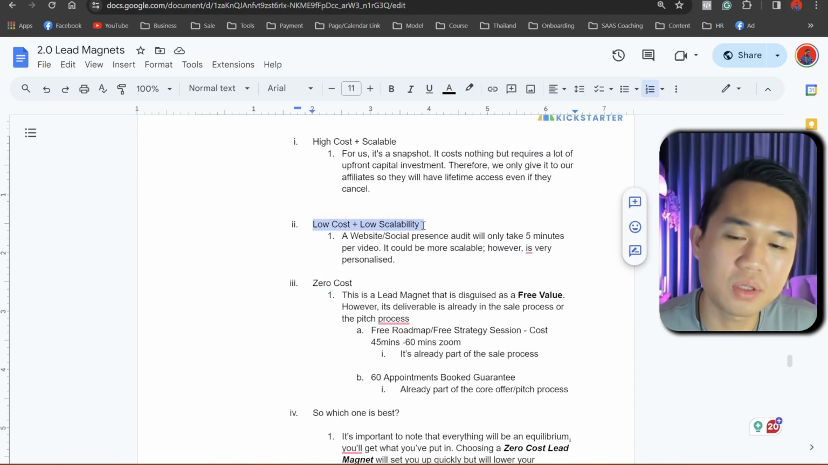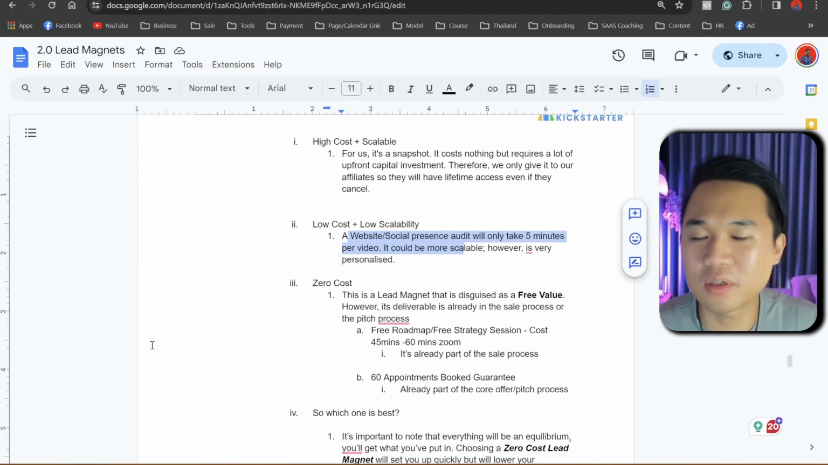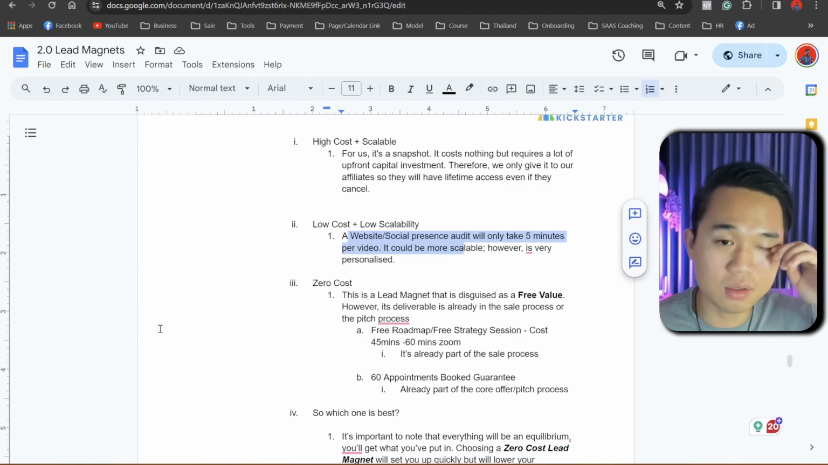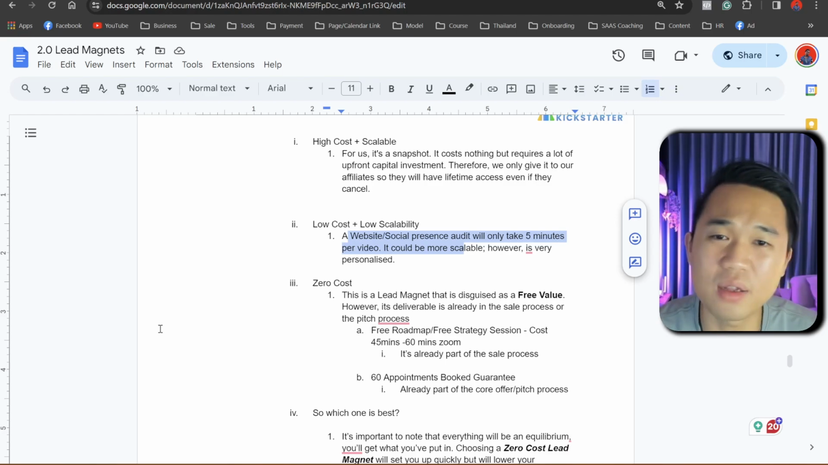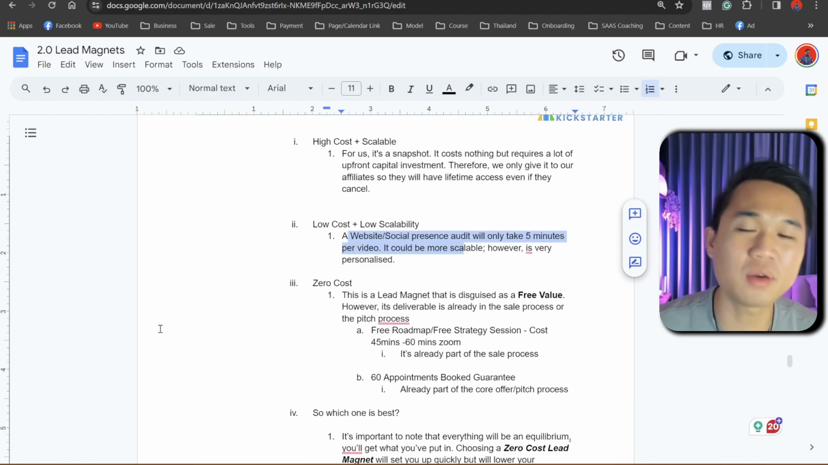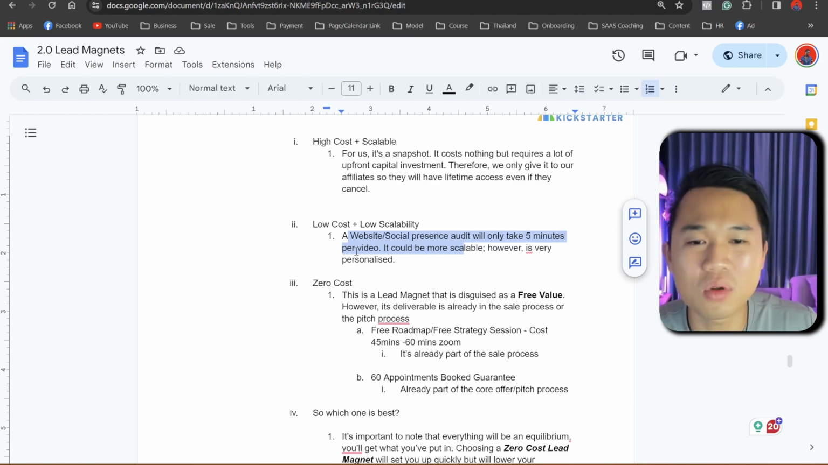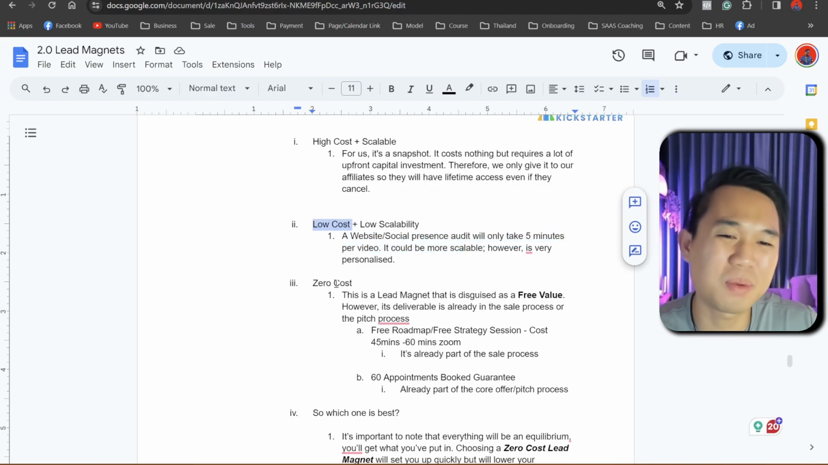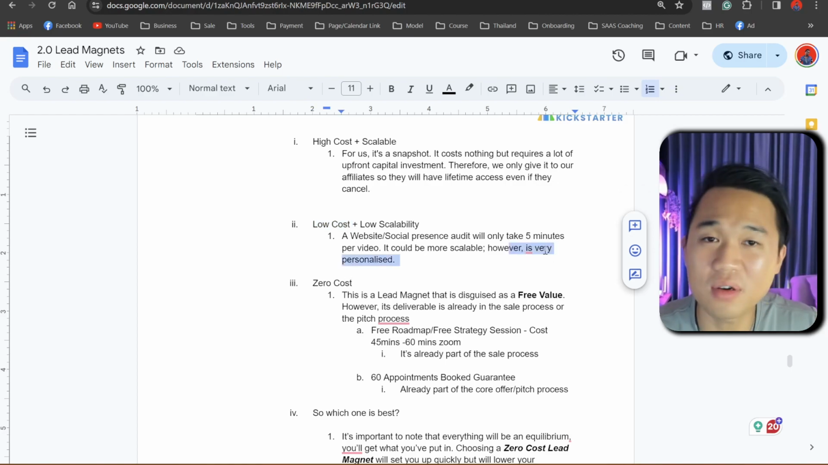Next is low cost, low scalability. Let's say a website audit. If you're selling websites, you're going to give someone a website audit, and even a social media campaign audit, any kind of audit. Obviously it doesn't cost you anything. It costs you 5 minutes to shoot a Loom video, as long as you know what you're talking about. It's low cost in that sense, but it's very hard to scale. However, it's very personalized.